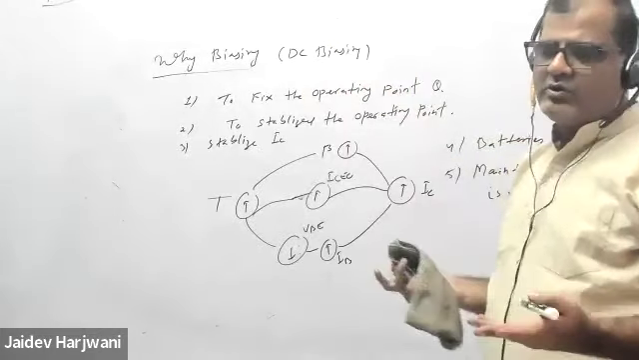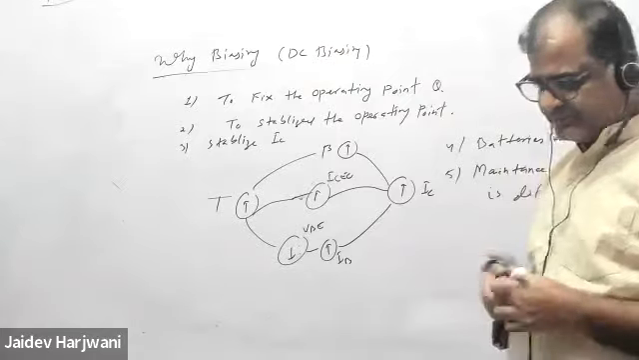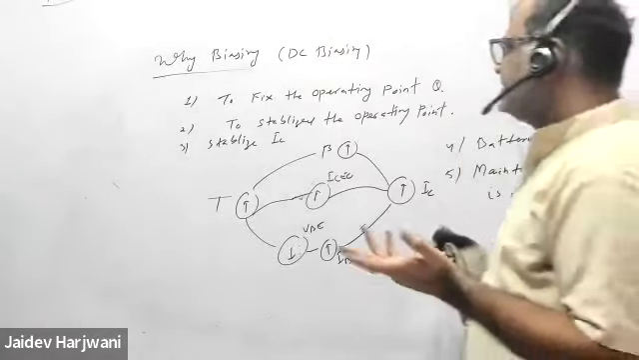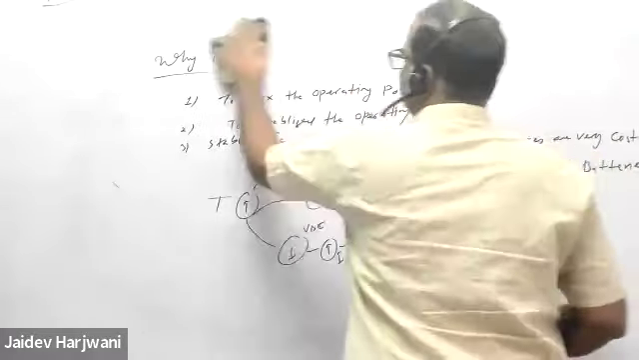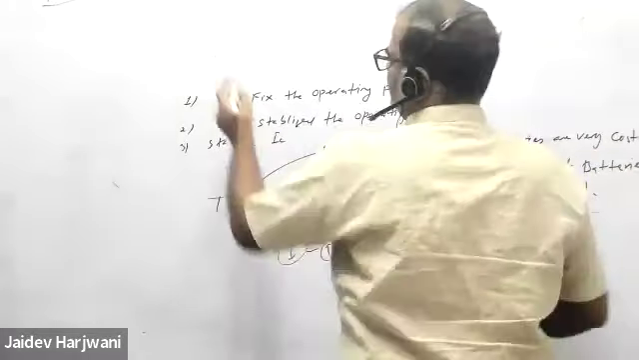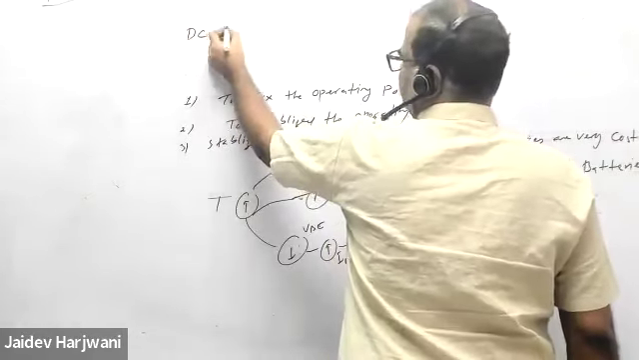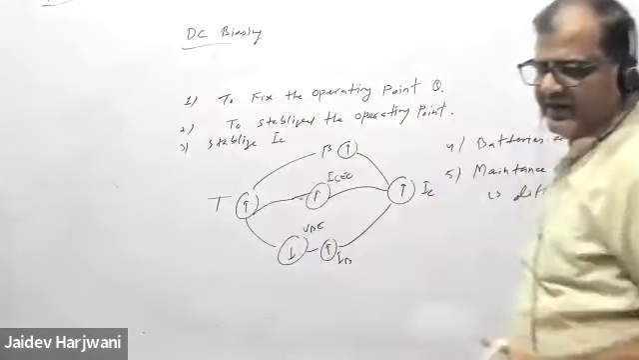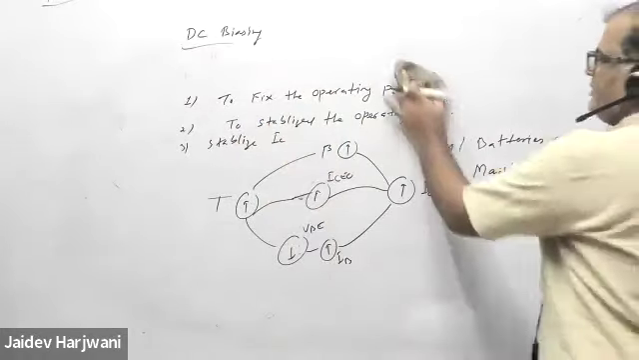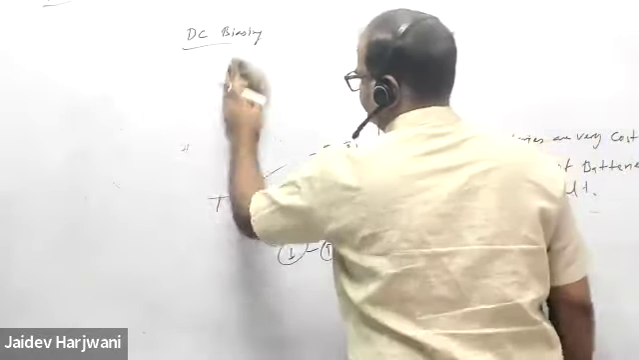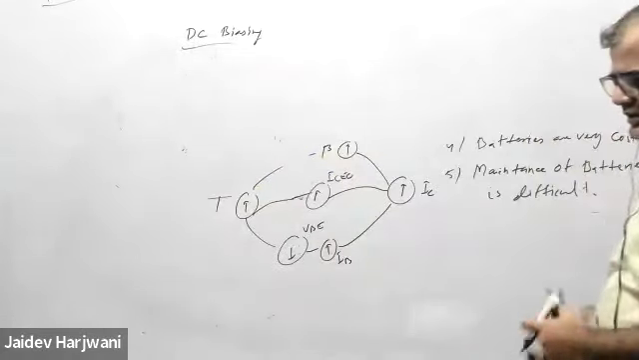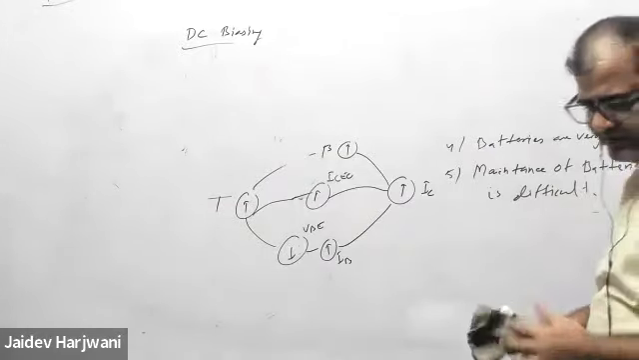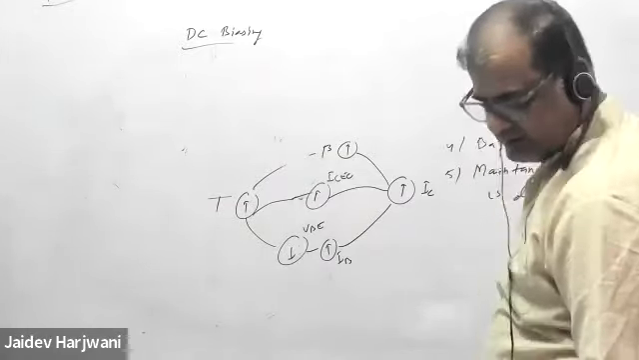Now how to approach, how to bias 100 transistors with a single battery? So there are some methods for biasing. Now put the heading biasing, DC biasing. Once you do DC biasing, then only you can amplify. So first you have to learn DC biasing, then we will learn the AC part. Shall I move to the next? Is it clear to everyone? Yes, sir.